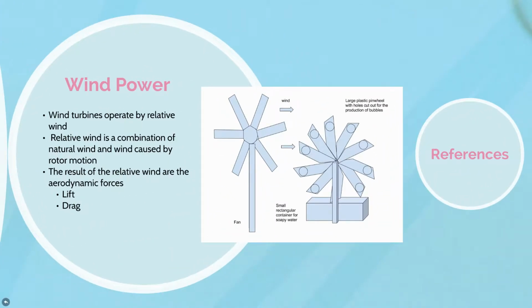Wind turbines operate by the action of the relative wind. Relative wind is a combination of natural wind plus wind caused by the rotor motion and the rotor-induced flow. The result of the relative wind are the aerodynamic forces which are created on the rotating blades. These aerodynamic forces are called drag and lift forces.